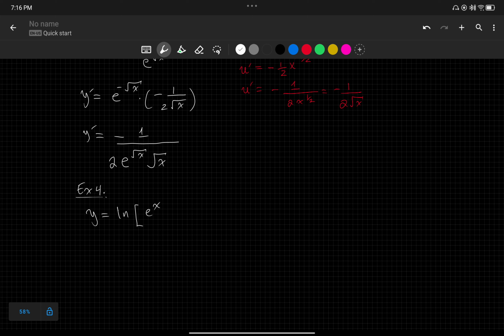e to the x plus 1 and e to the x minus 1. And we're going to take the derivative. Okay, so let me bring back the little formula here. That way you can see what's going to happen.